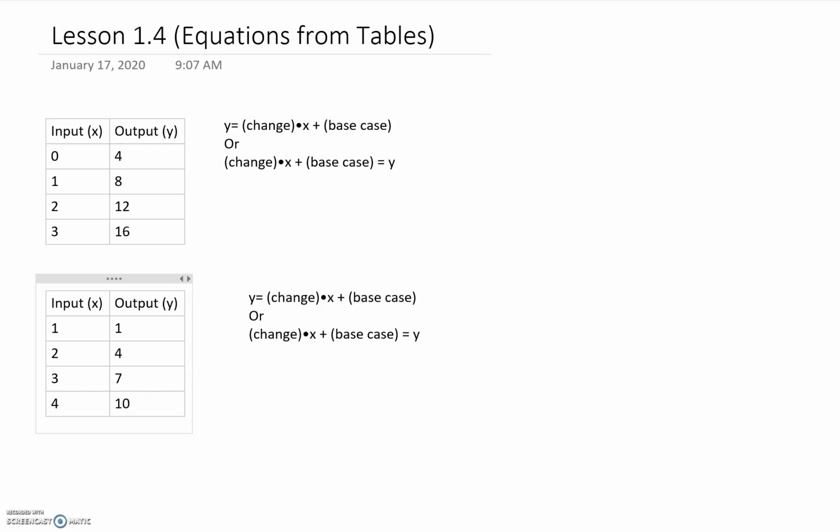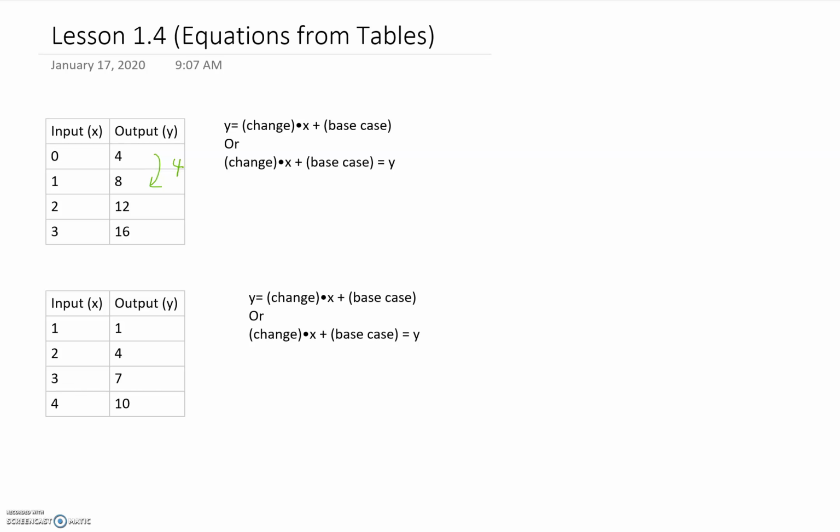So if you look here, we have a table and we have some things to look for. We've talked about this in class, but hopefully you remember the last video where we talked about the change in input and the change in output. When we look at the change, we're looking for the change in the output. So going from 4 to 8, what is the change? In this case, the change is 4.